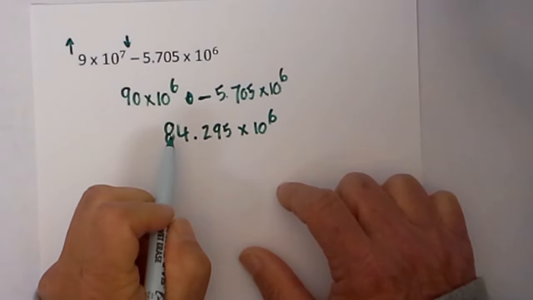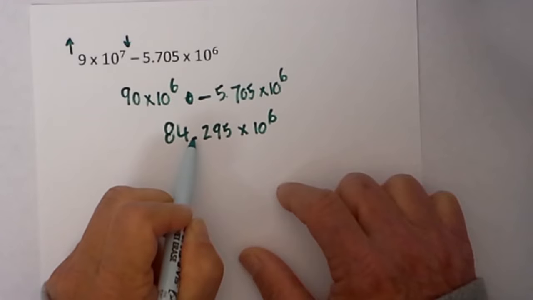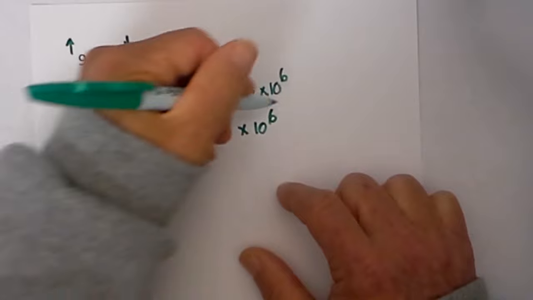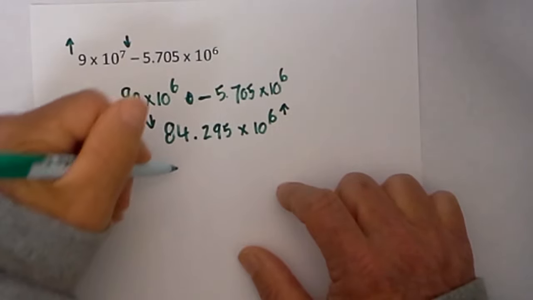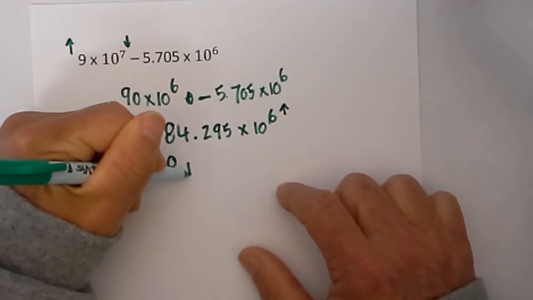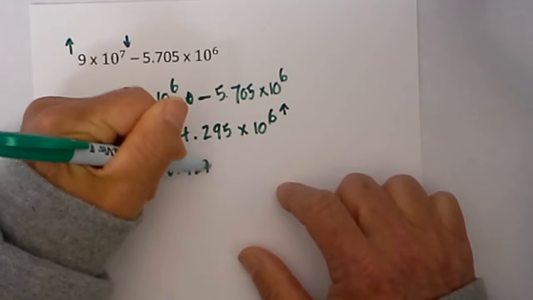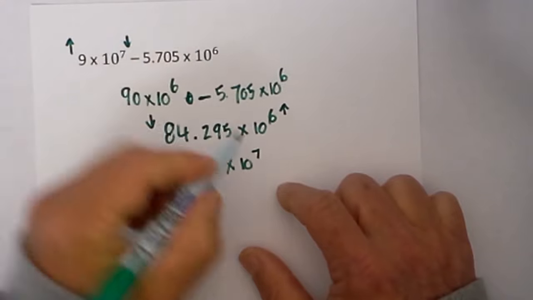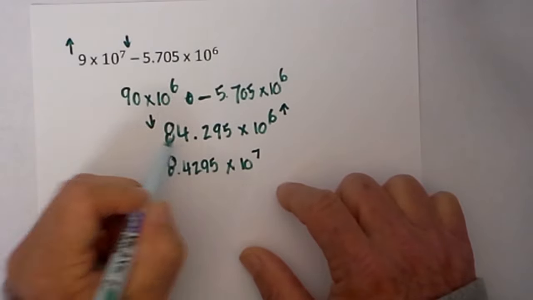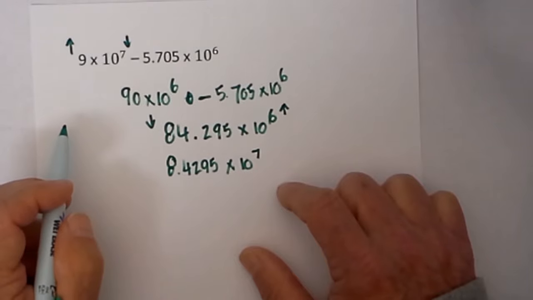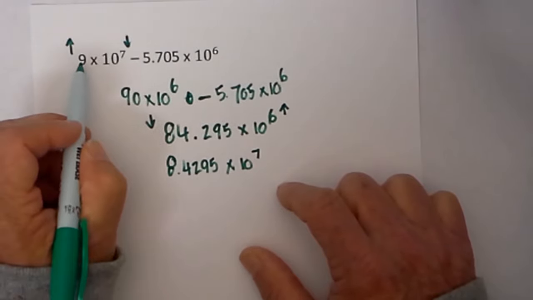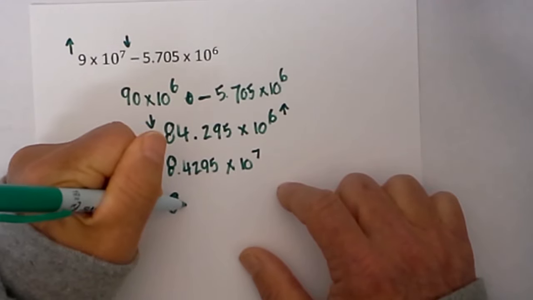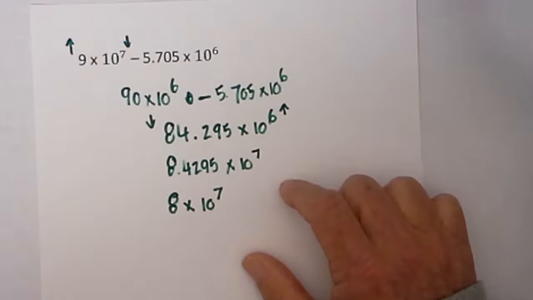Okay? First, we are not between 1 and 10, so we need to adjust the number. We need to make it smaller because 8.4 is smaller than 84, so that means the exponent will go up. And so that becomes 8.4295 times 10 to the 7th, because I had to add 1 to the 7th because I moved it 1 to the left. And now let's look at significant figures. Well, in this particular example, we only have one significant figure, so to be accurate, it needs to be 8 times 10 to the 7th.